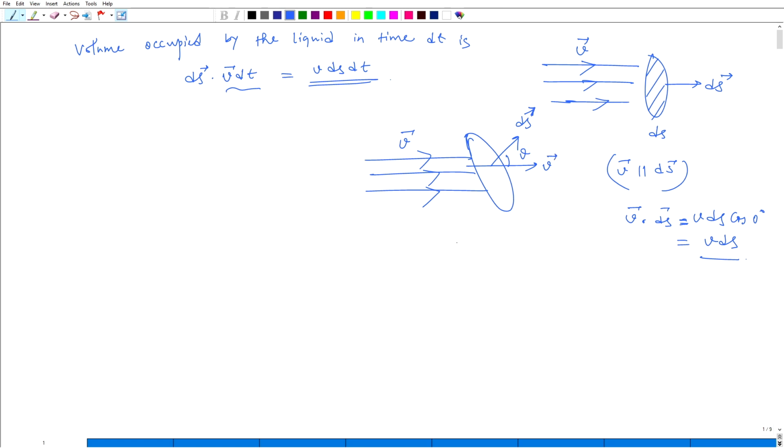So in this case, the volume occupied by the liquid in time dt is v ds dt cos theta, right. So there is a cos theta dependence that comes into the picture. Okay. So then we will calculate the rate of flow of liquid. The rate of flow of liquid is given by the volume crossing the area per unit time.